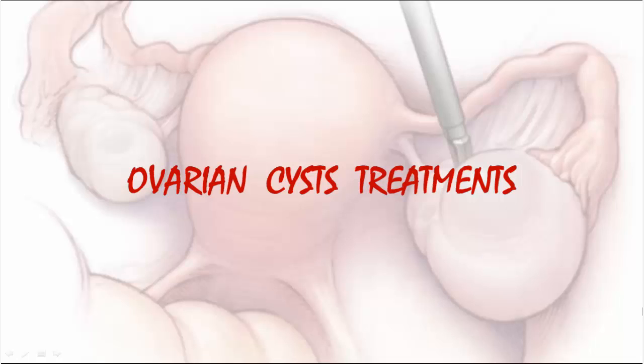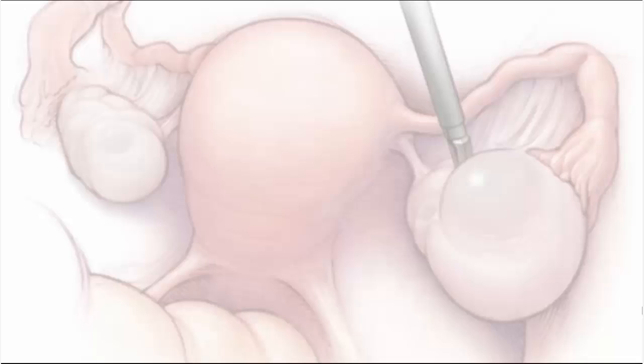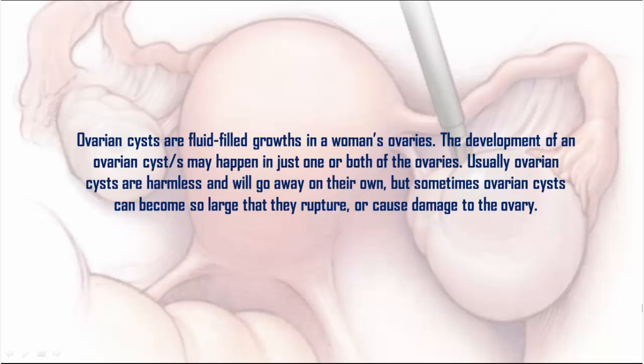Ovarian cysts treatments. Ovarian cysts are fluid-filled growths in a woman's ovaries. The development of an ovarian cyst may happen in just one or both of the ovaries. Usually ovarian cysts are harmless and will go away on their own, but sometimes ovarian cysts can become so large that they rupture, or cause damage to the ovary.